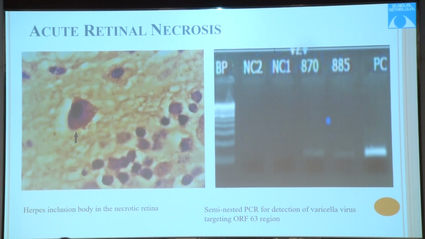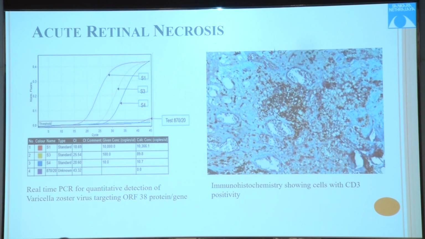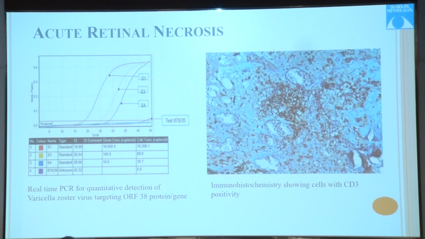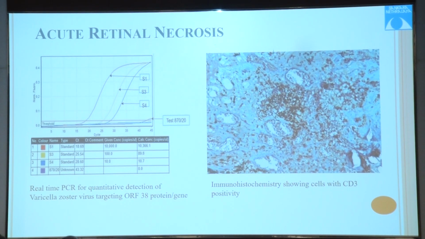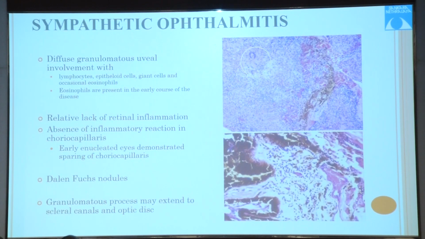Semi-nested polymerase chain reaction for detection of varicella virus, showing the targeting ORF63 region. The specimen for paraffin blocks was subjected to the semi-nested PCR, which was also positive for the ORF63 region. Immunohistochemistry was strongly positive for CD3 T cells.